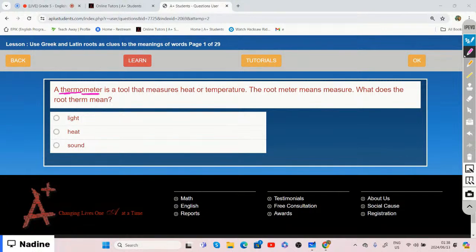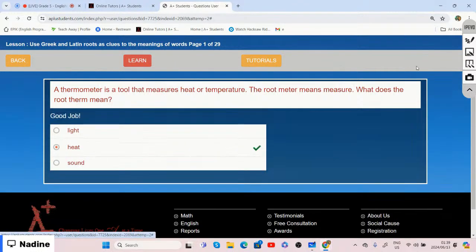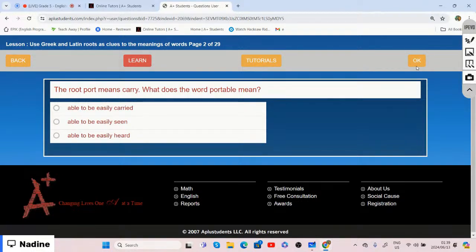All right, and if we were to select the meaning of therm, or the root of therm, we can say it has to do with heat, because we say that it is a measuring tool, it measures heat, right? And it measures heat because measure is already meter, and then it means that therm is heat. So well done.